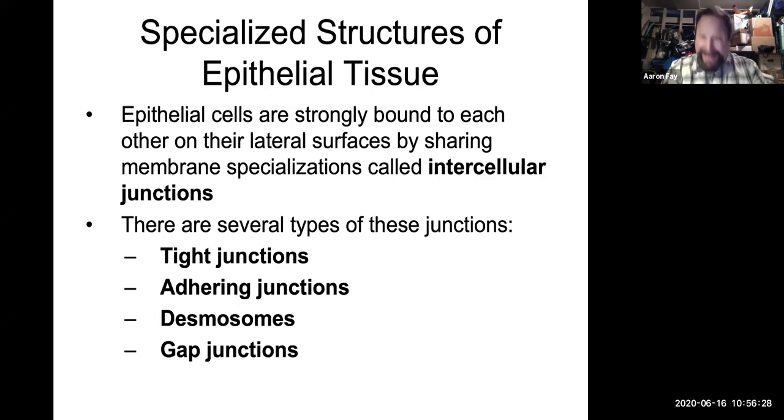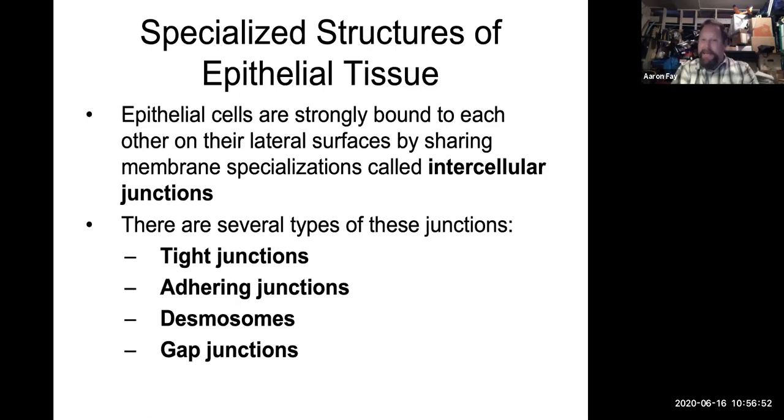We have tight junctions. They're called tight because they help exclude water, and we'll talk about why that is in a second. We have adhering junctions. To adhere to something is to cause them to stick together. So one of the main functions of adhering junctions is to physically bind one cell to another cell.